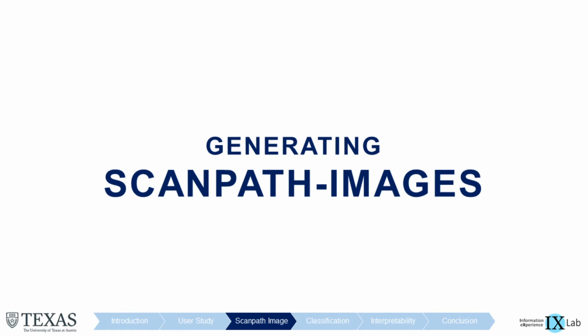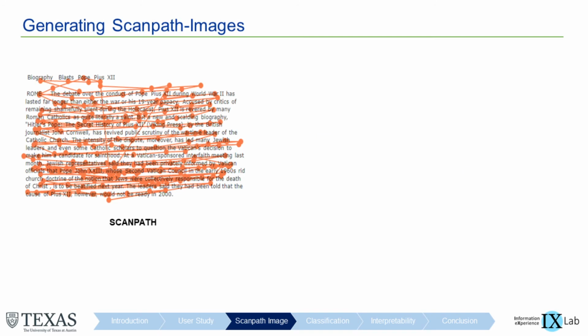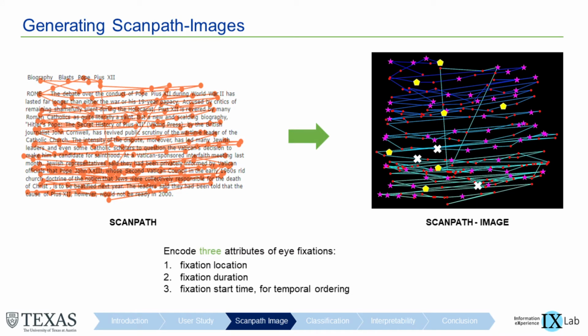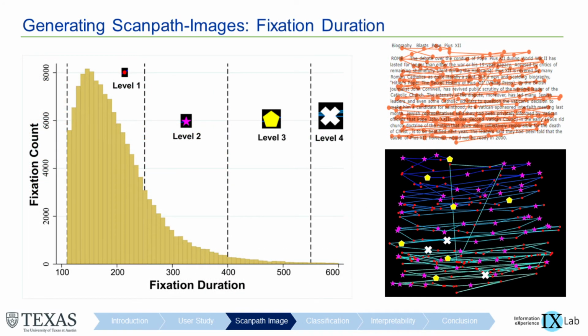Generating scan path images. For generating scan path images, we take an eye-tracking scan path and convert it into a scan path image. We encode three attributes from the eye fixations: location, duration, and fixation start time. We encode fixation durations as markers with different shapes, sizes, and colors. We examine the distribution of fixation durations in our data and divide the range into 4 partitions. Each partition is associated with a marker.